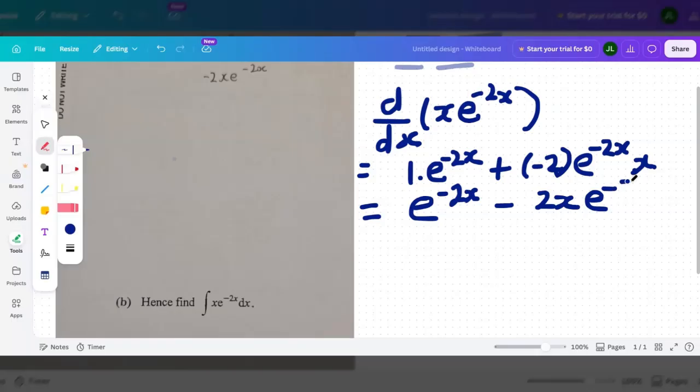Like I explained to my students, with a product rule, the challenge is not in applying the product rule. Instead, it is the simplification that is crucial because that gives you the full marks. You need to see that you have got a common term which you need to take out. So that would be e to the power of negative 2x times (1 minus 2x).